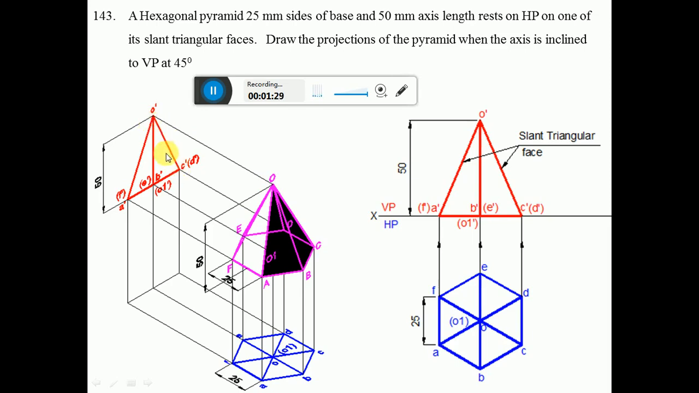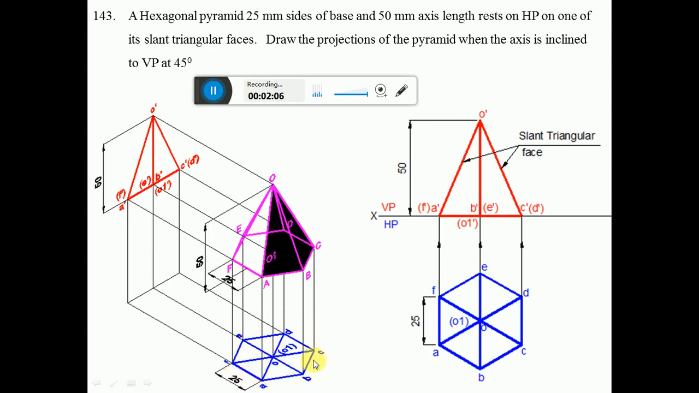Similarly, you have one more slant triangular face, OAF. So this is also a slant triangular face. In this case, AF will be perpendicular to VP, so you're going to get a point, and you'll get a line here. When you look from the top view, A, B, C, D, E, F are all visible. So you have a hexagonal surface, so that you're going to have an edge position.